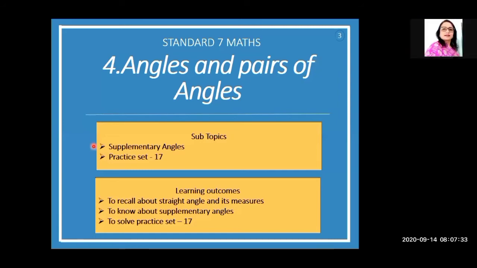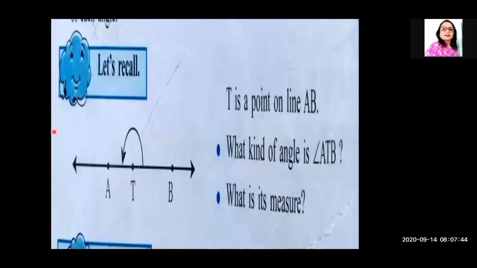So our subtopics are supplementary angles and practice set number 17. So we will start one activity. In this, please open your textbook, page number 26. T is a point on line AB. So the question is, what kind of angle is ATB?